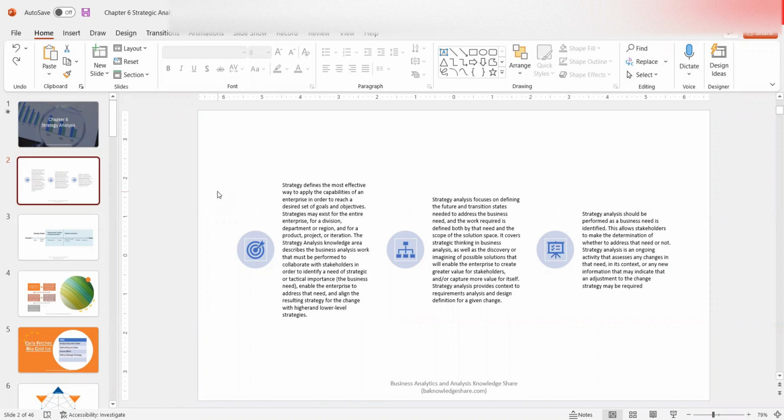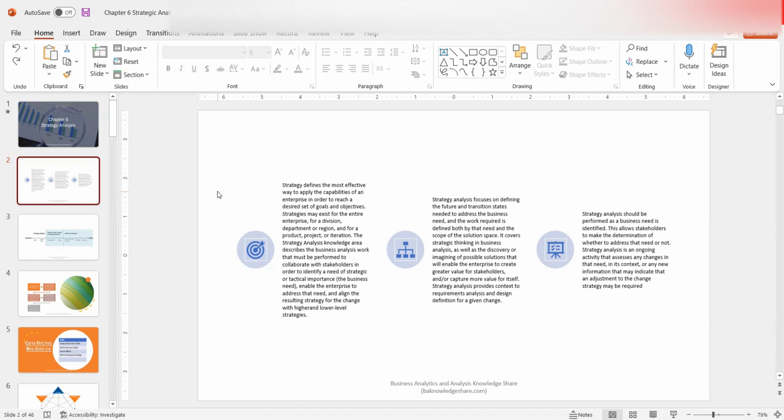The strategy analysis knowledge area describes the business analysis work that must be performed to collaborate with stakeholders in order to identify a need of strategic or tactical importance, enable the enterprise to address the need and align the resulting strategy for the change with the higher and lower level strategies.